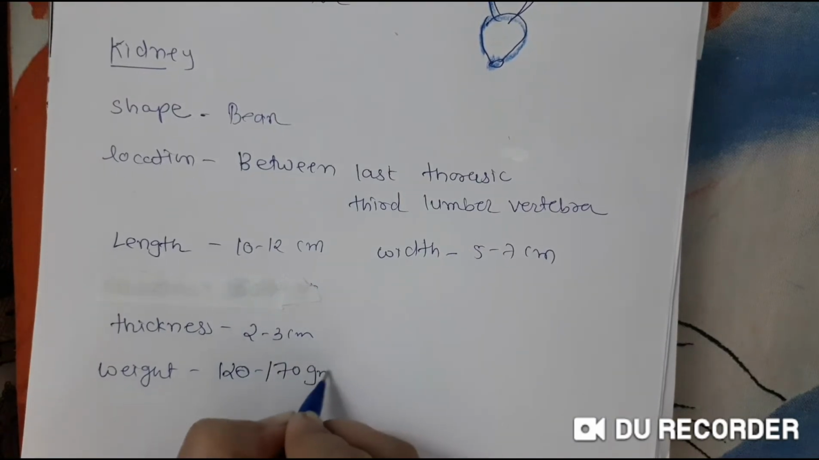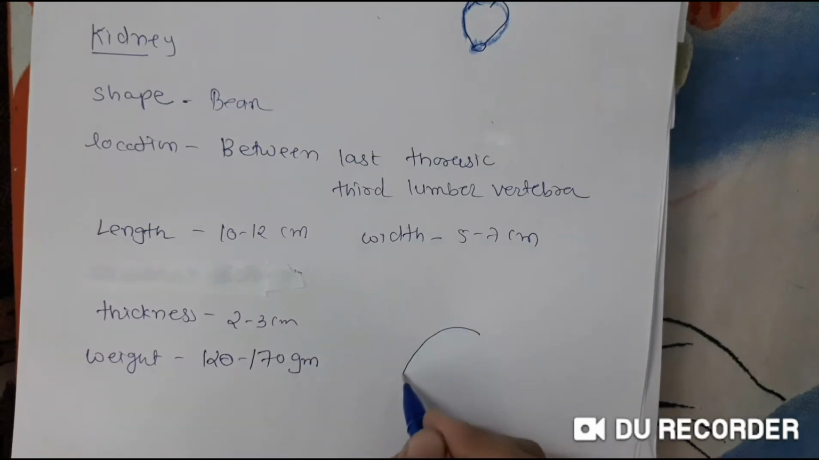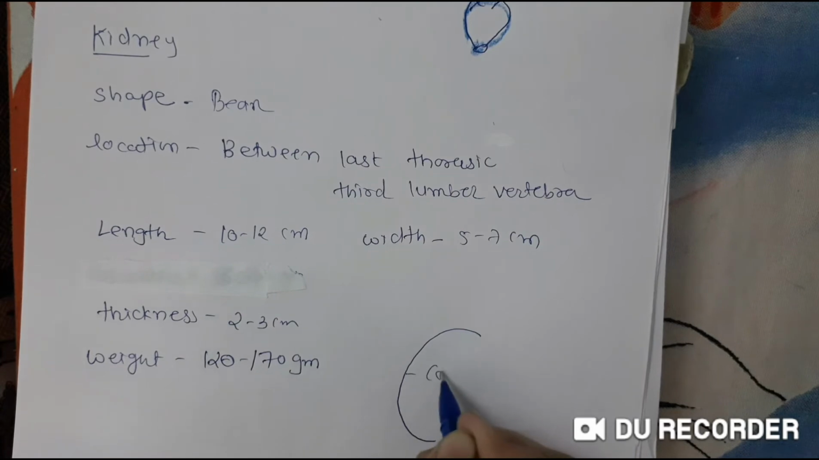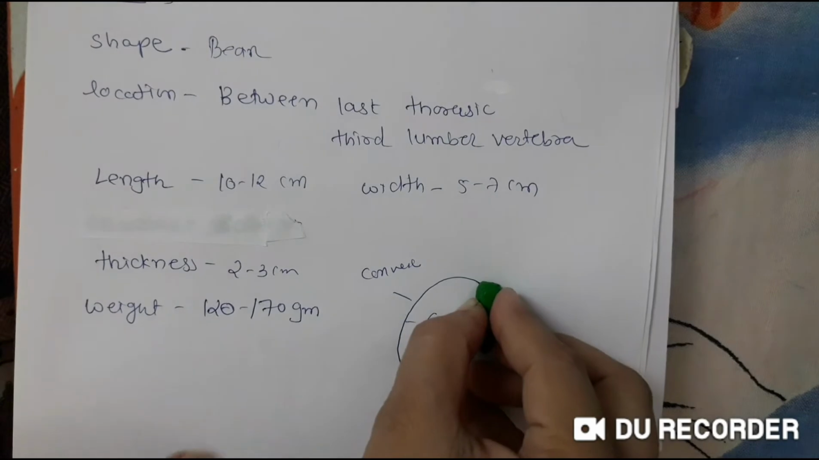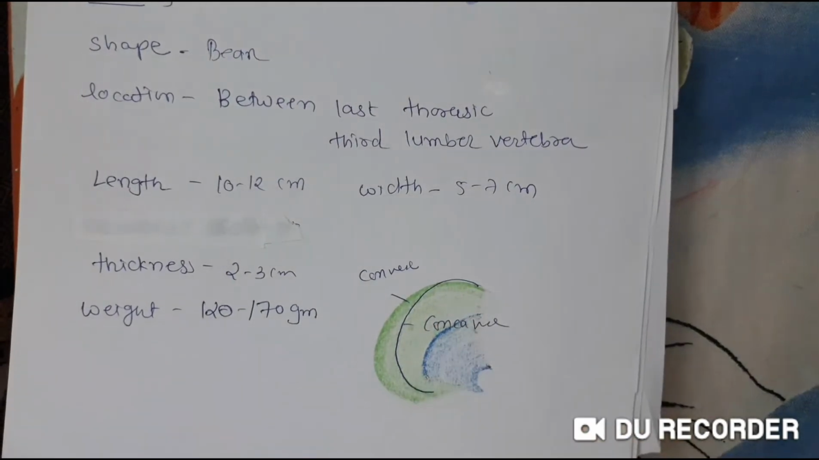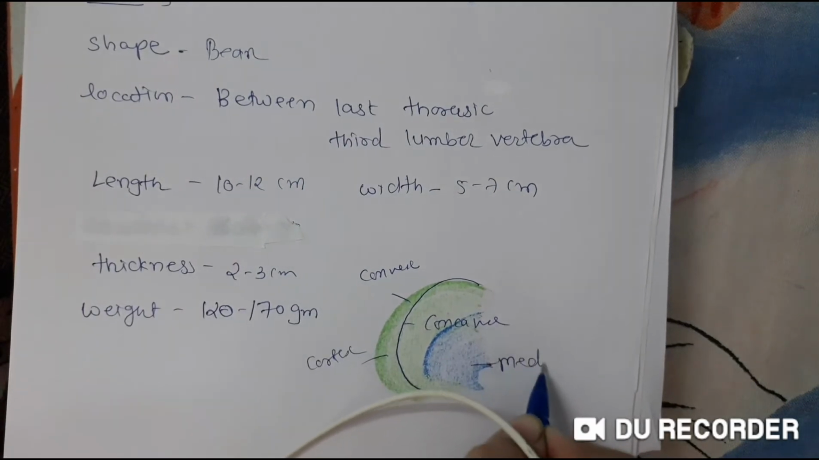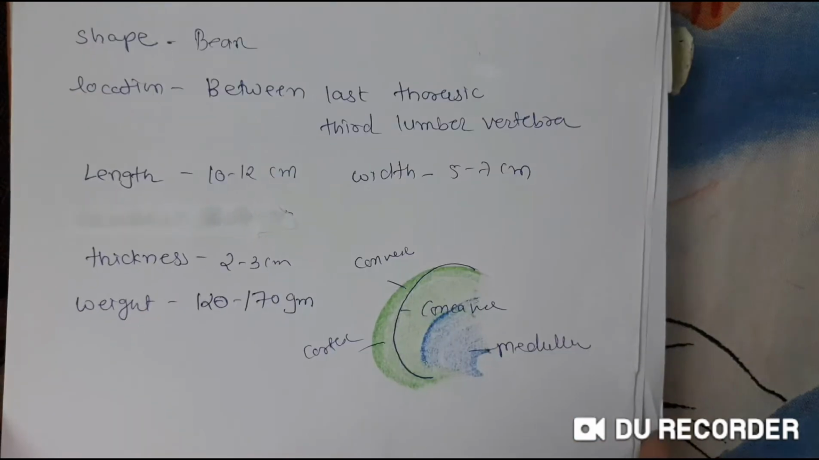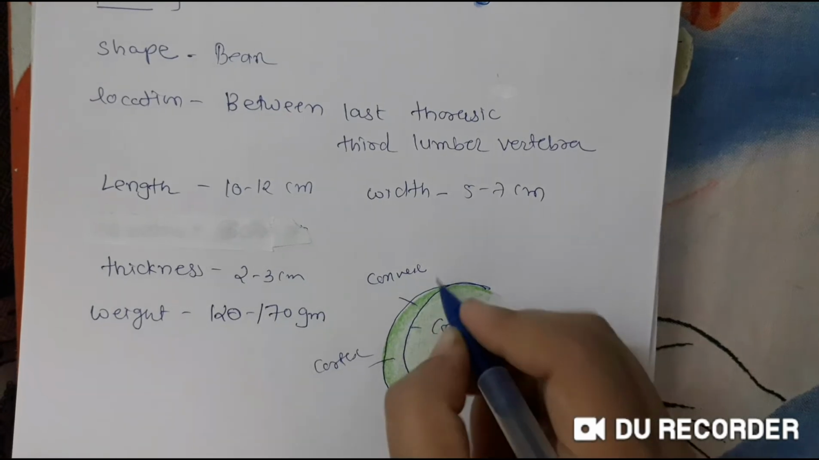Weight is about 120 to 170 gram, right? The inner surface is concave and the outer surface is convex. It has two regions, the outer region and the inner region. The outer region is the cortex and the inner region is the medulla. A tough capsule surrounds it.